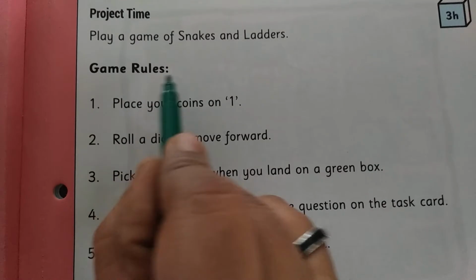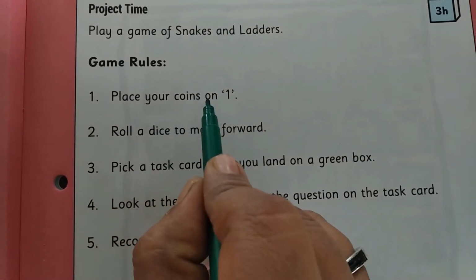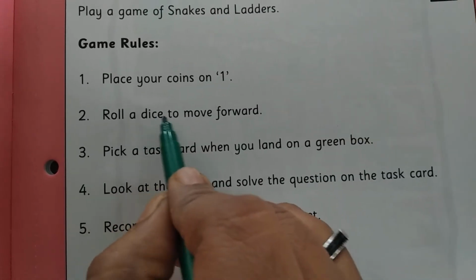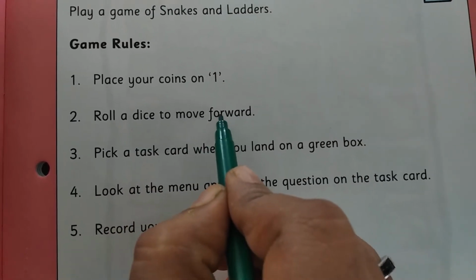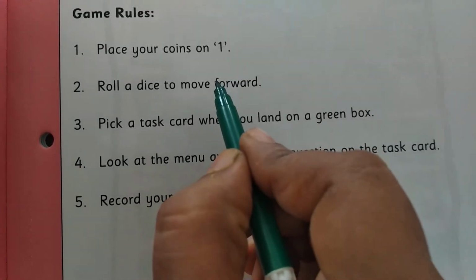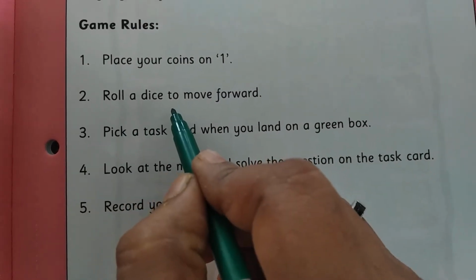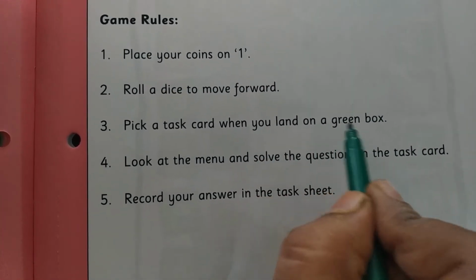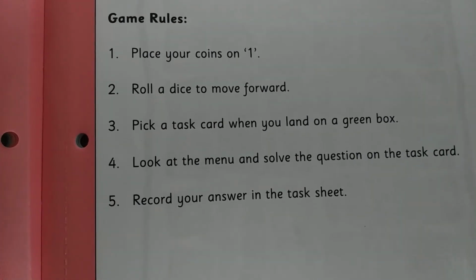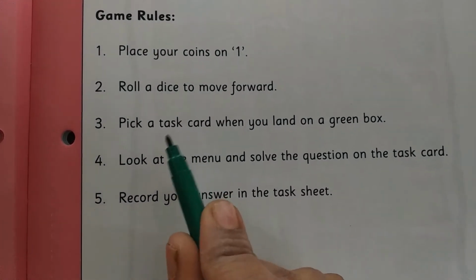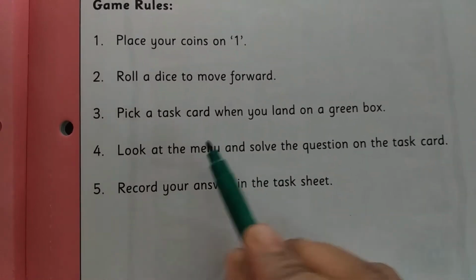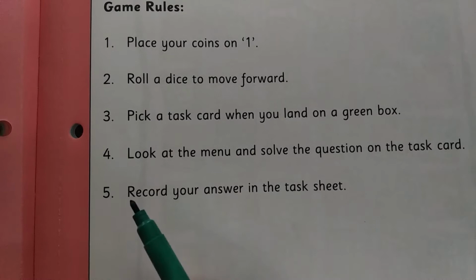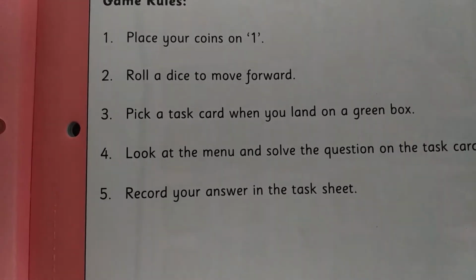See game rules. Place your coin on number 1. Roll a dice to move forward. You want to roll a dice. In your home, you will be having dice, no? Pick a task card when you land on a green box. When you land on a green box, they have given some task in your companion book itself. According to that, you want to do that task. Look at the menu and solve the questions on the task card. Record your answer in the task sheet.